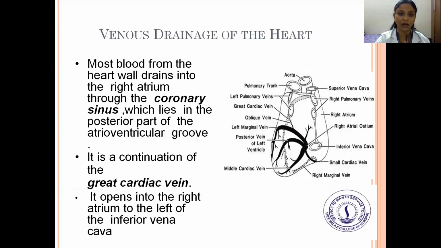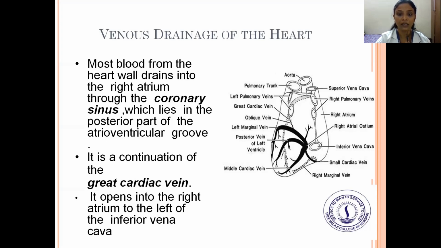Venous drainage of the heart. Most of the blood from the heart walls drains into the right atrium through the coronary sinus, which lies in the posterior part of the atrioventricular groove. It is the continuation of the great cardiac vein. It opens into the right atrium to the left of the inferior vena cava. This picture also gives you a clear image of the venous drainage.